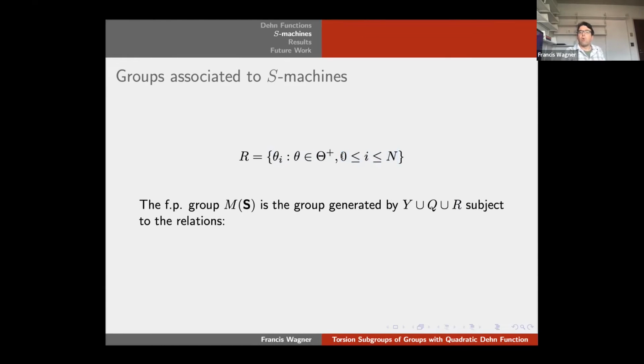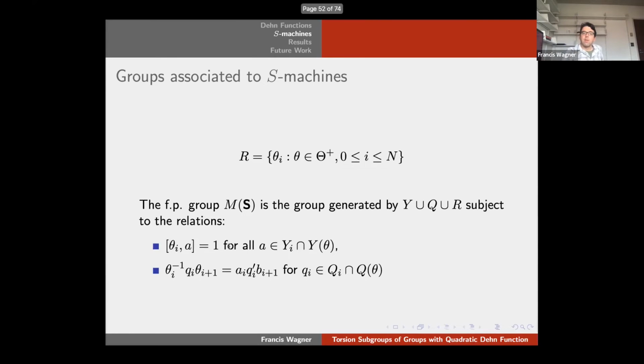The number of however many partitions you've put on Q and Y, right? So you put these down and we subject it to these relators, which is to say that theta I should commute with letters that theta is allowed to interact with, and that theta I, well, almost up to this change of index, commutes the left side of the arrow to the right side of the arrow.